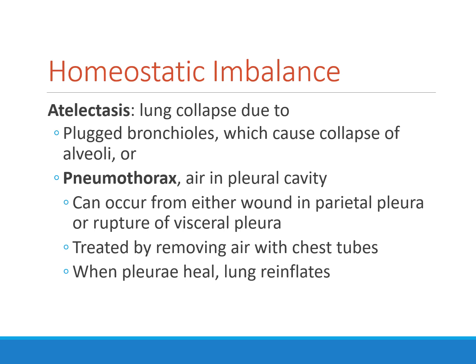A lung collapse is due to a couple of different things. It can be because the bronchioles became plugged up with mucus or fluid, and that causes the alveoli to collapse, or a pneumothorax, which is air in the pleural cavity. That can happen because of some type of penetrating stab wound in the parietal pleura, or a rupture of the visceral pleura that can just occur. We treat that by removing air from the chest with a chest tube. When the pleura heals, the lung is reinflated.